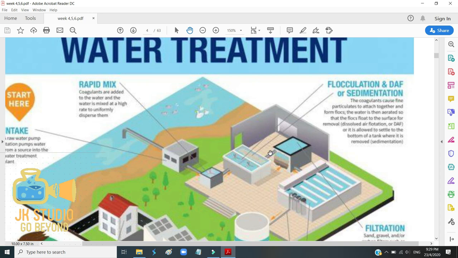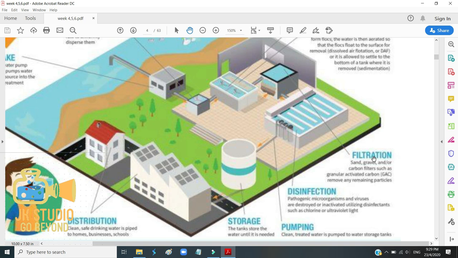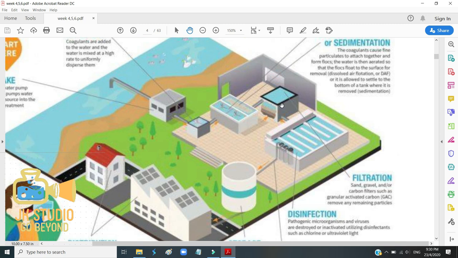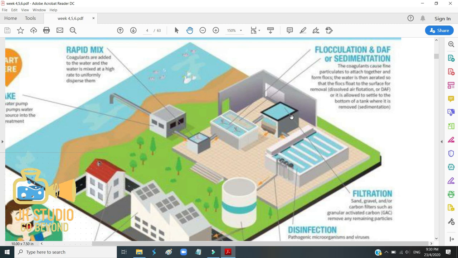So in this process, there are two types of flocs. Some will be floated, which is aerated. Some will be at the bottom, which is sedimentation. So all these flocs can be removed easily. And then it's the filtration process. Sand, gravel, and carbon filters, such as granular activated carbon, GAC, will remove any remaining particles, which means this process will remove those that cannot be removed at the flocculation or sedimentation process.